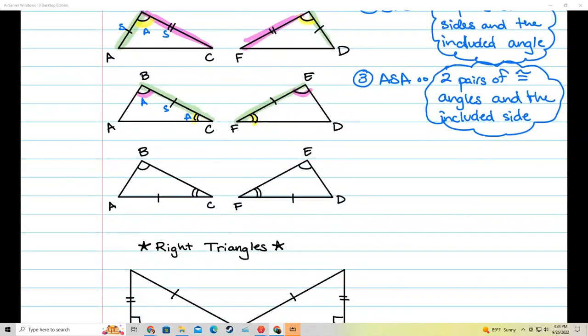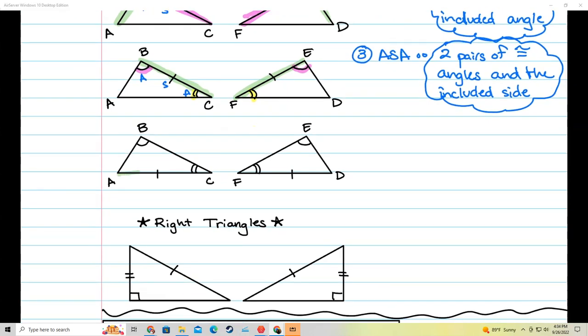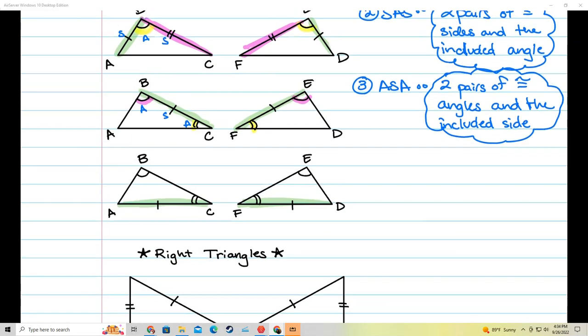All right, so that takes care of three things. Let's go on to our fourth theorem. Like last time, I'm going to go ahead and focus in on the sides first. I noticed that this side is congruent to this side. AC is congruent to DF. As far as sides are concerned, that's it. That's the only side they gave me.